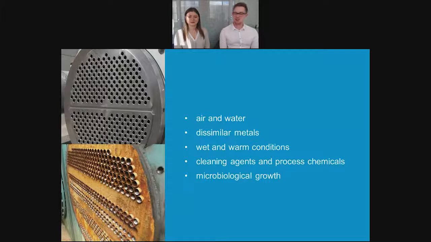Usually in a tube sheet heat exchanger, the tubes are made from copper while the face is made from something like mild steel. And because copper is a more noble material, the steel begins to corrode preferentially, causing a really rapid loss of material. This becomes a problem the longer it goes on. If it's left completely unchecked, the wet and warm conditions inside the HVAC system, combined with any cleaning agents and process chemicals, accelerates the corrosion massively.